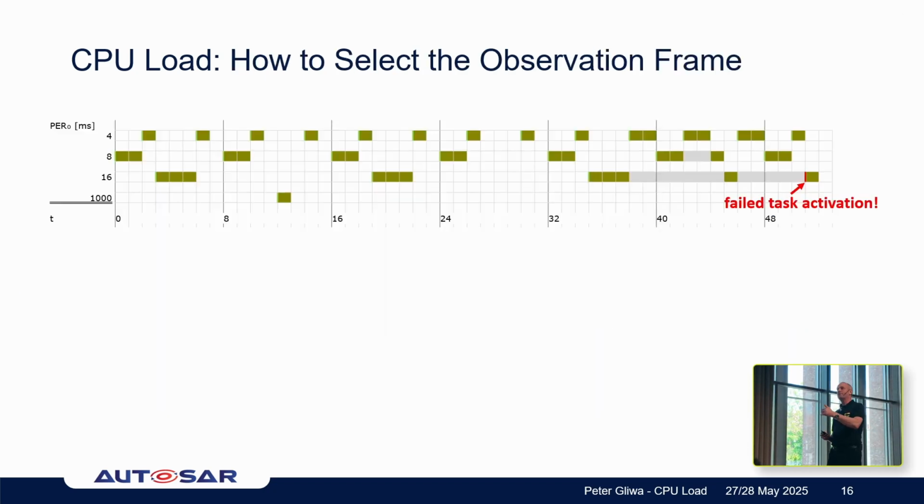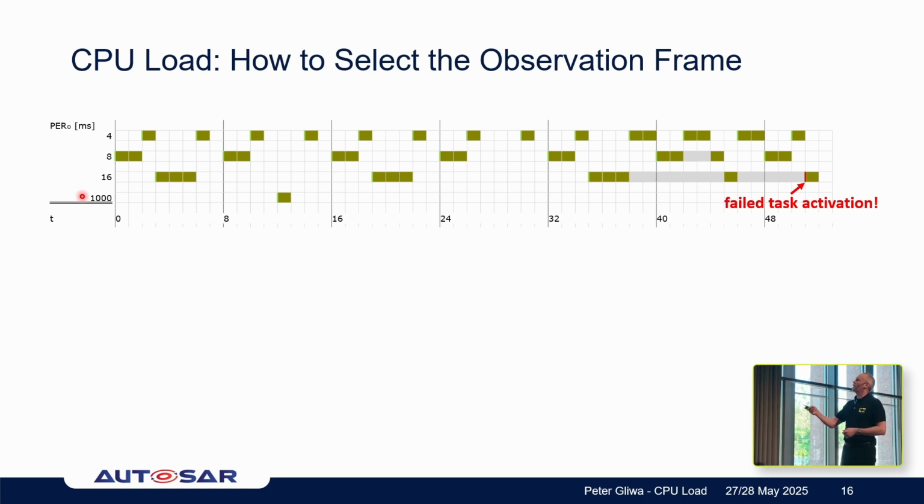So let's move forwards towards the answer. Which observation frame should you pick? And for that, I'm coming up with another example here that has 4 tasks, a 4 millisecond task, 8 millisecond task, 60 millisecond task, and a 1000 millisecond task, 1 second task. So many systems actually do have a 1 second task for temperature measurement, for example, so it's absolutely realistic.